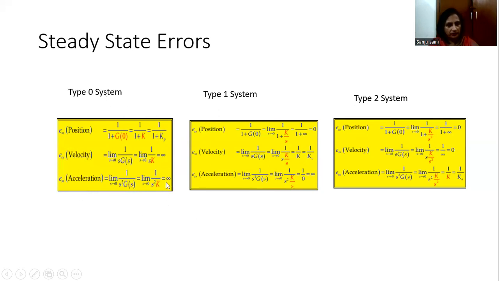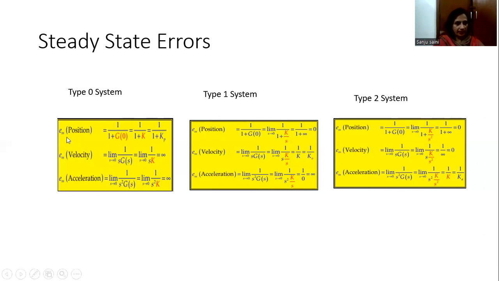For type 0 system, the steady state error was infinite. For type 1 system, it was infinite, but for type 2 system, it becomes a finite one. So it means that as the type of the system is increasing, we are getting a decrease in the steady state error, and corresponding to the increase in type, the steady state error is also decreasing.